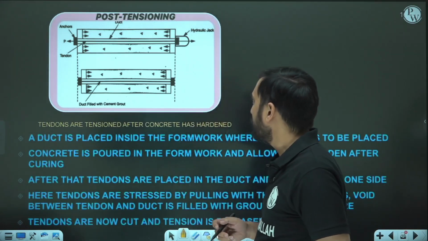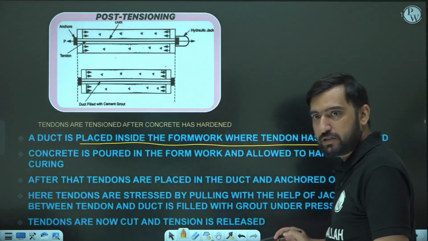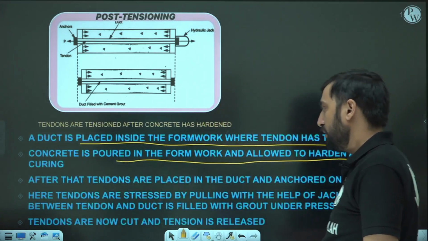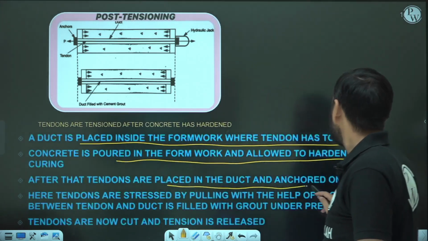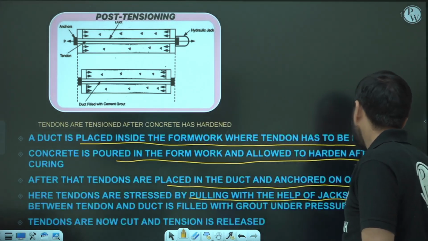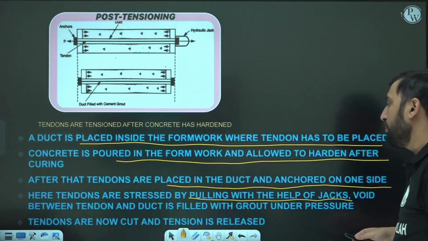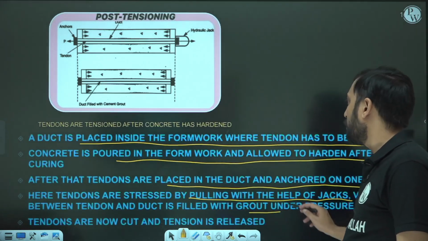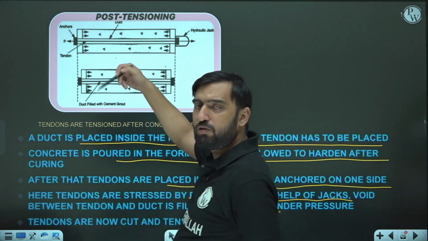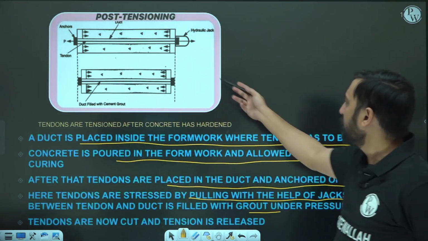Okay, so what procedure is given here? A duct is placed inside the formwork where the tendon has to be placed. Okay, concrete is poured in the formwork and allowed to harden after curing. After that, tendons are placed in the ducts and anchored on one side. Here tendons are stressed by pulling with the help of jacks. It is known as jacking, either from single end or from double end. Okay, the void between tendon and duct is filled with grout, because whenever you insert your wire here, this void is also there, so we usually fill this void with the help of grouts. Okay, so now after anchoring, tendons are cut.